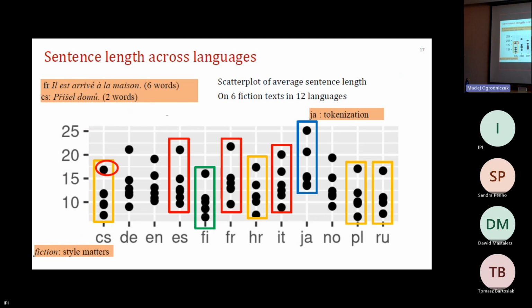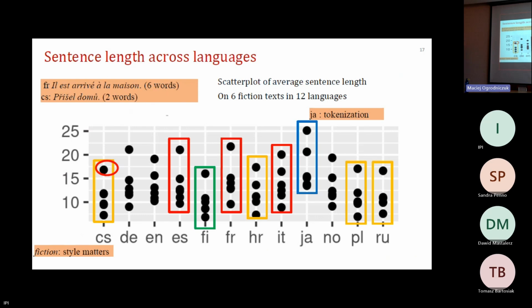So this is on 6 fiction texts in 12 languages. These texts are similar, all the same, so they are originals and translations. And so you can really compare the same thing across various languages. So you see that you have Czech, Finnish, Croatian, Polish, and Russian more or less having the same levels, unlike Spanish, French, Italian, and surprise, surprise, Japanese.